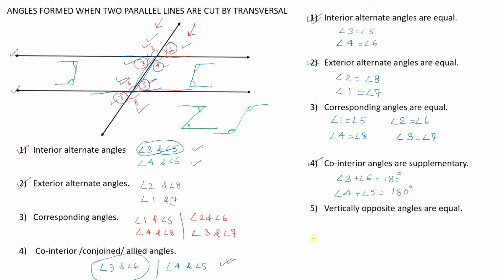And the last one is vertically opposite angles. In the last exercise I have explained that whenever two lines intersect, this one and this one are vertically opposite angles, so they will be equal. Here this one will be equal to this one.